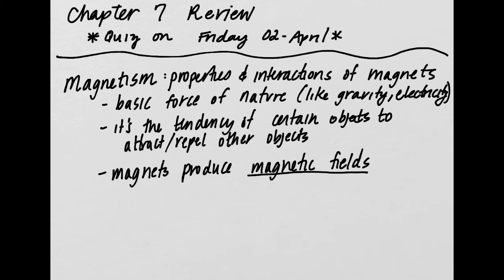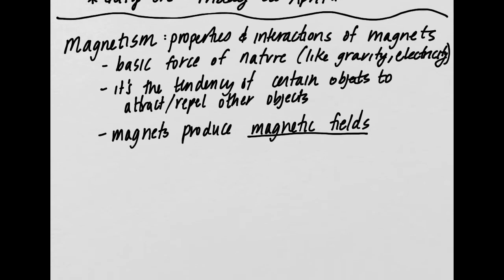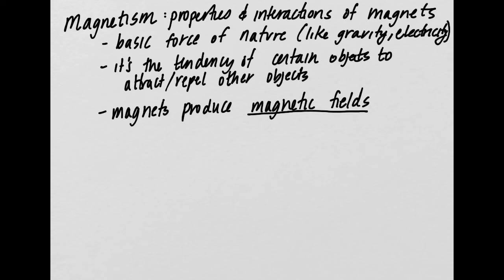And a magnetic field and the magnetic force, they're related. The stronger a magnetic field means that the more force that a magnet places on any objects that might be in that magnetic field. So stronger magnets have stronger magnetic fields, so they produce more magnetic force.